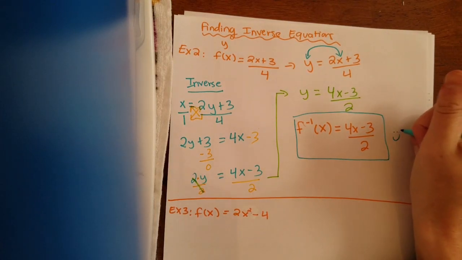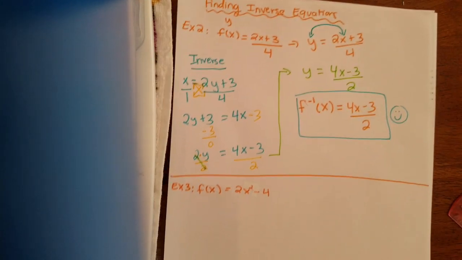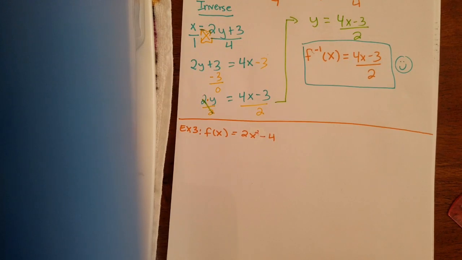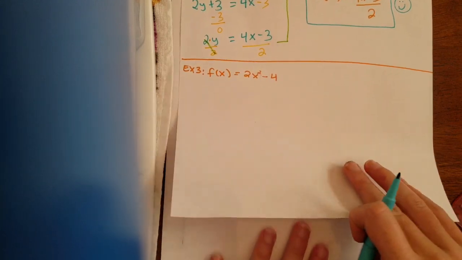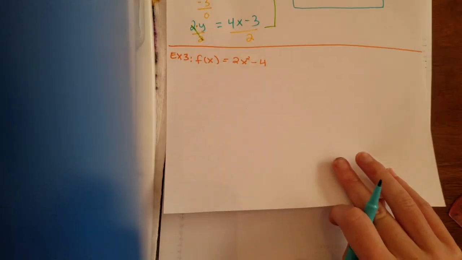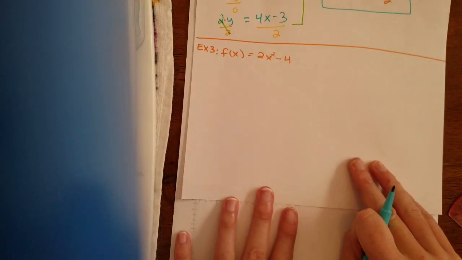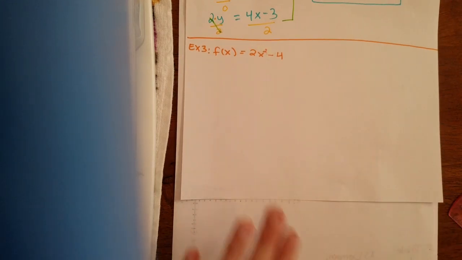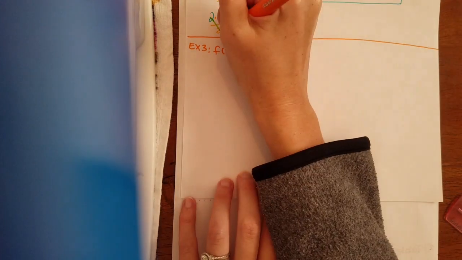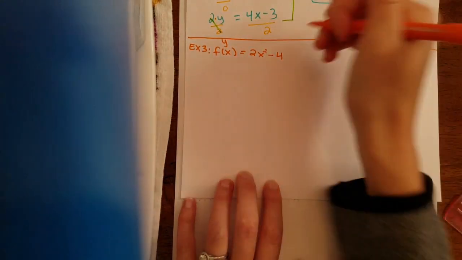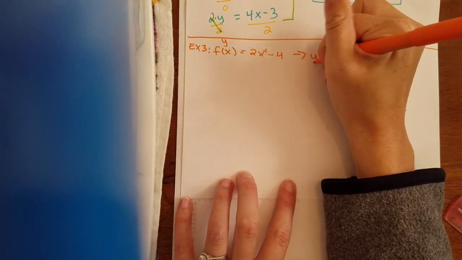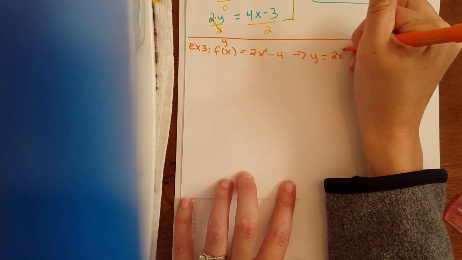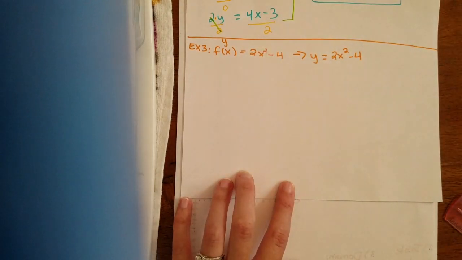Awesome. And then for example 3, now this is the same thing as we did before, so if you think you understood that pretty well, if you want to try to do this one on your own, you can, and fast forward to the end and check yourself when you get done. So, example 3. Like before, remember we said that our f of x can be rewritten as a y, which kind of makes sense when we do inverse functions. So I'm going to rewrite f of x as y equals 2x squared minus 4.